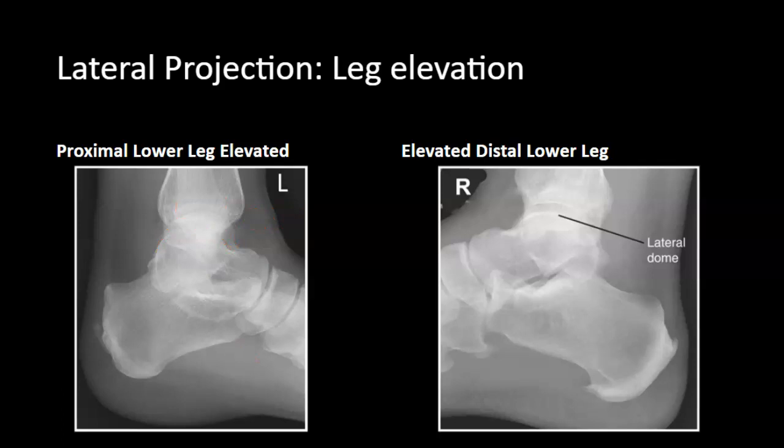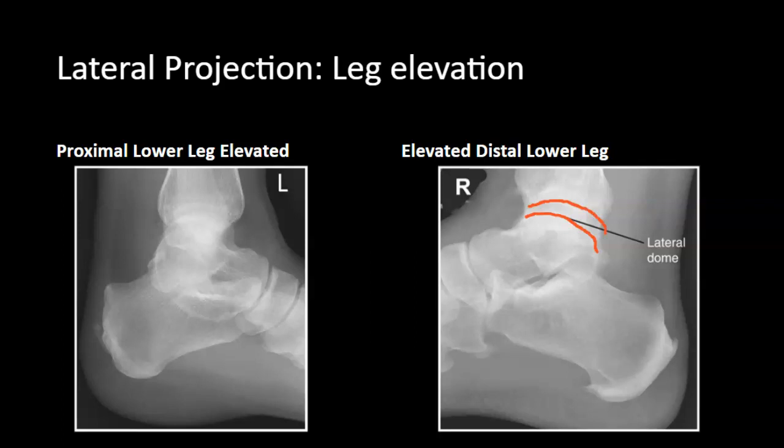So let's take a look at when the lower leg or the ankle is higher than the proximal leg, okay? Just the opposite happens. If the distal lower leg is elevated for a lateral calcaneus, the projection will demonstrate the lateral talar dome distal to the medial talar dome. So here is your lateral talar dome, and you can see that the medial is right up in the joint space, which is closed here.